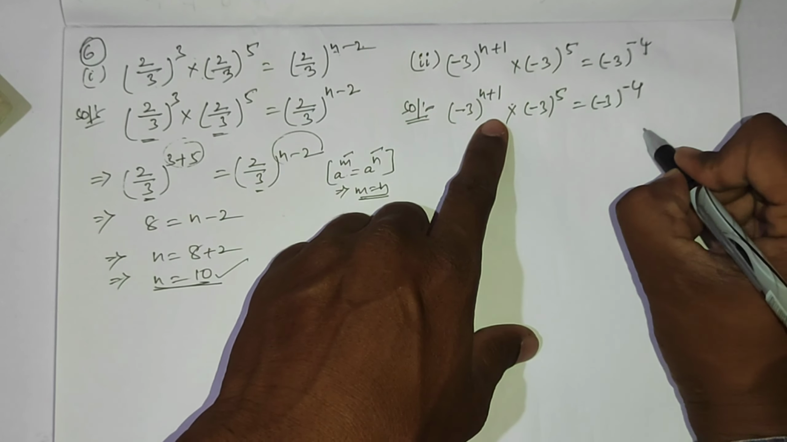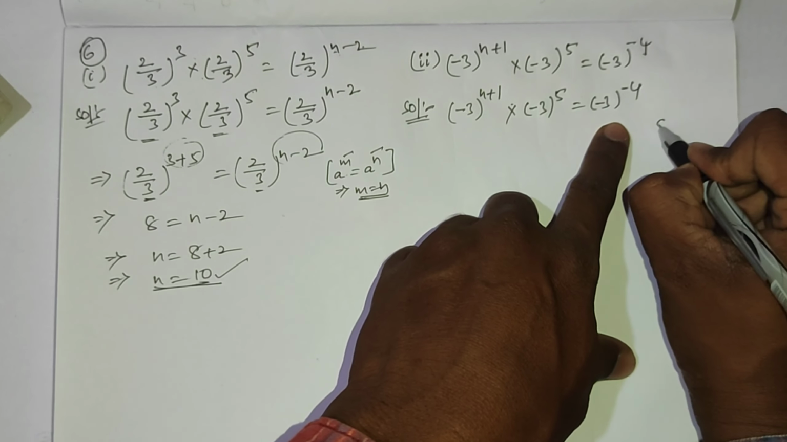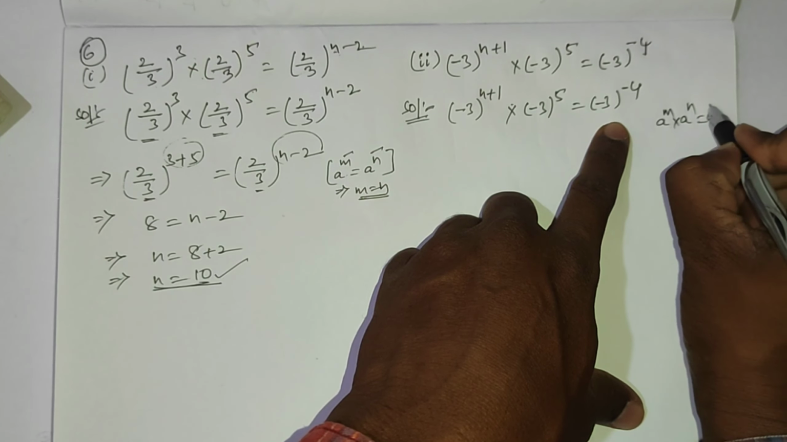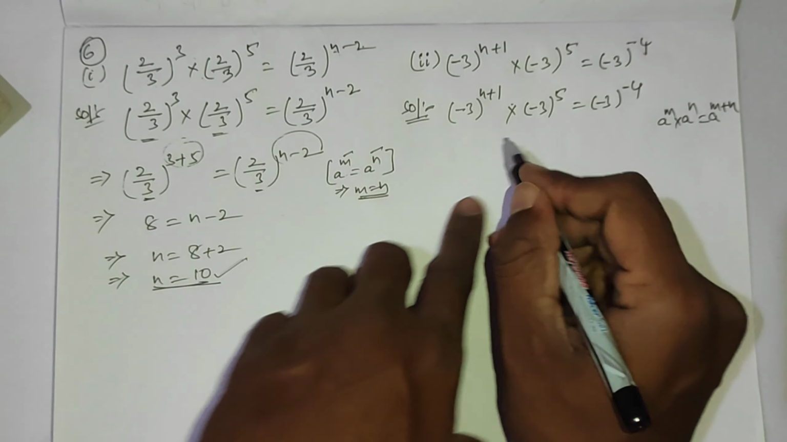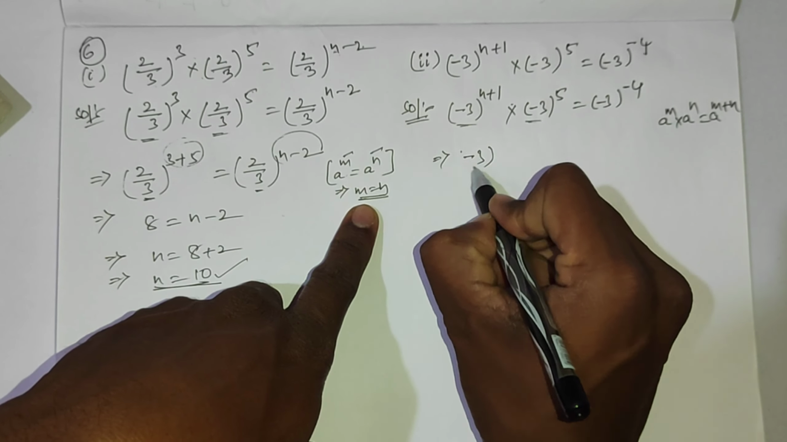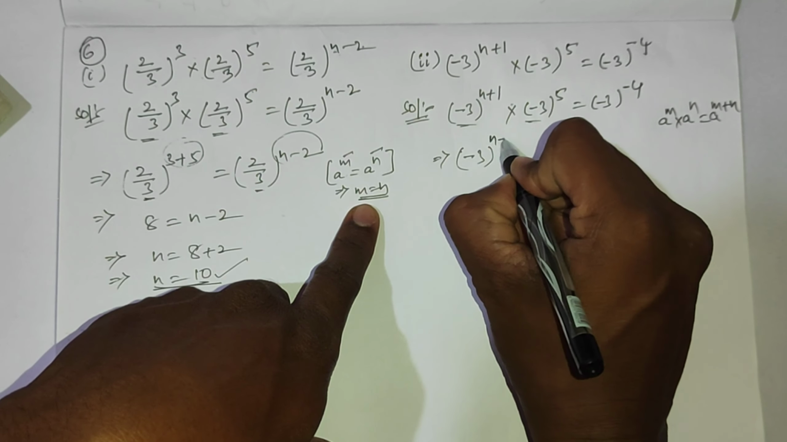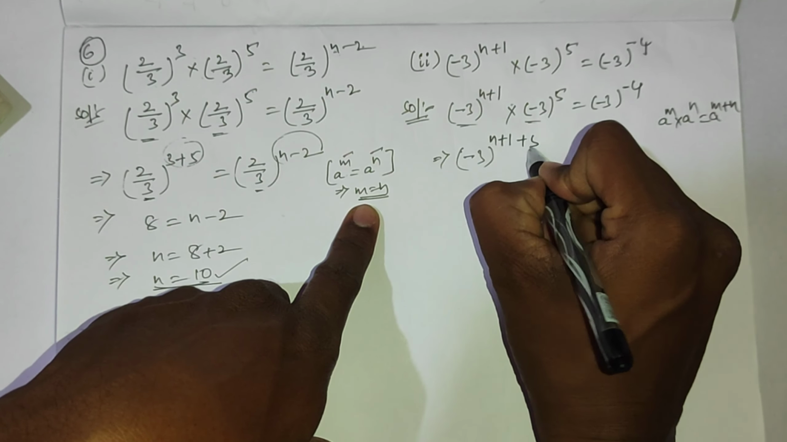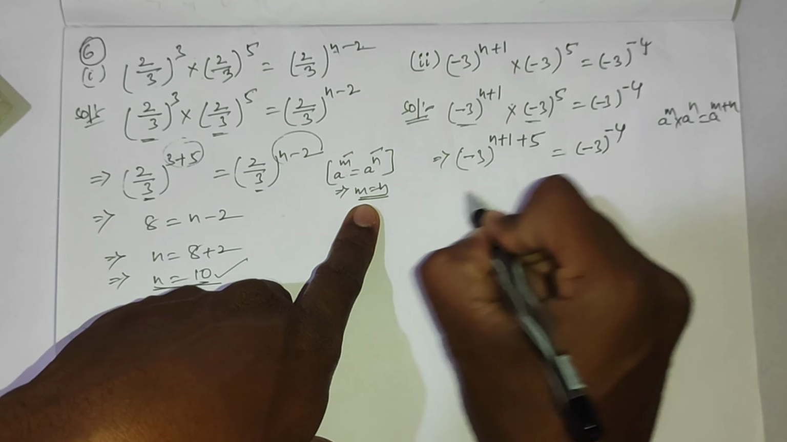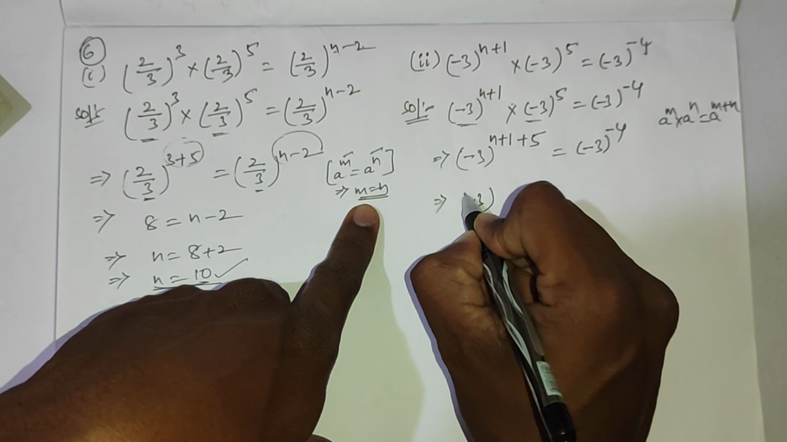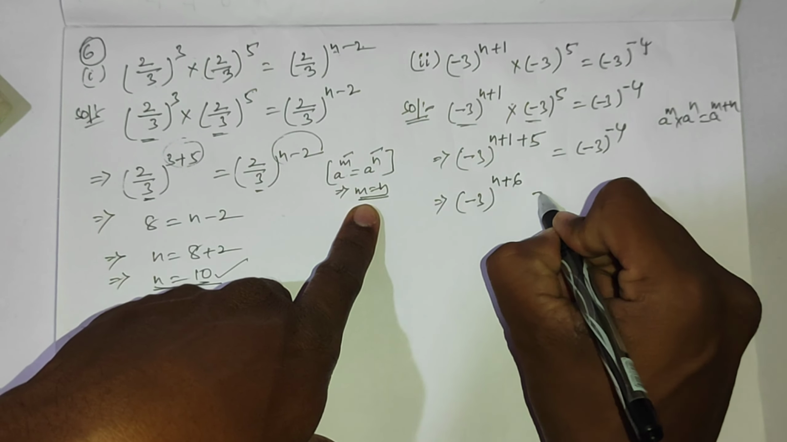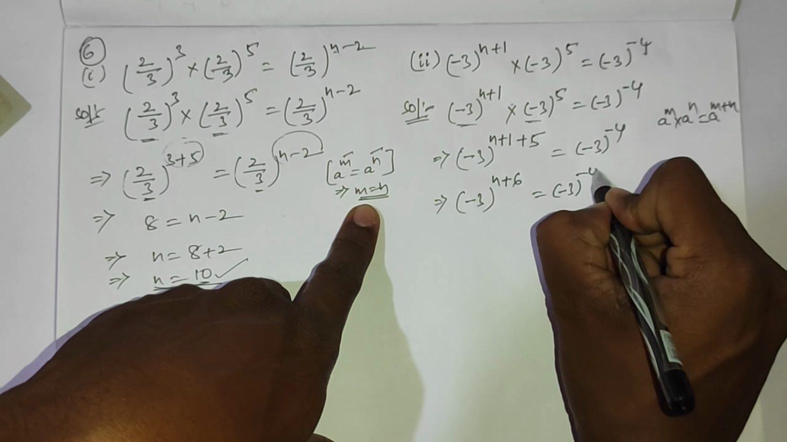We know the formula, a^m into a^n is equal to a^(m plus n). Here I am writing it again. The common base is minus 3, and we add the exponents: n plus 1 plus 5, is equal to (minus 3)^(minus 4). This implies (minus 3)^(n plus 6), since 1 plus 5 is 6, is equal to (minus 3)^(minus 4).